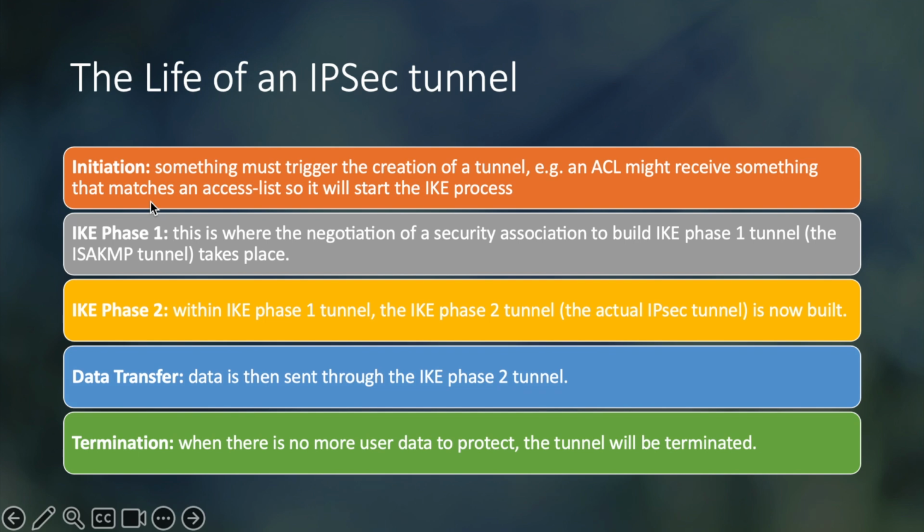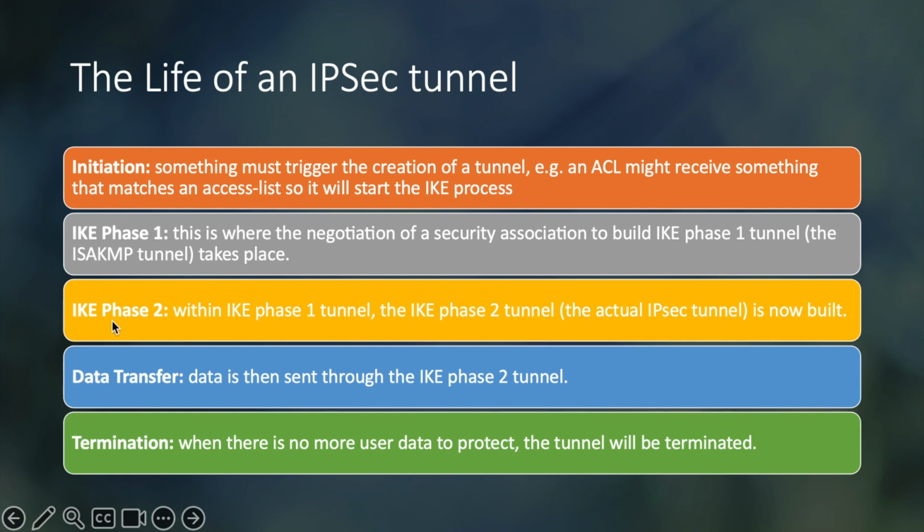Of course, it's not going to be you manually sitting on that device saying, enable the IPsec tunnel when someone wants to send traffic. It's something that's going to trigger it. So it might be an access control list to start the IKE process. Then we have IKE Phase 1 and Phase 2, which we're going to delve into in more detail.